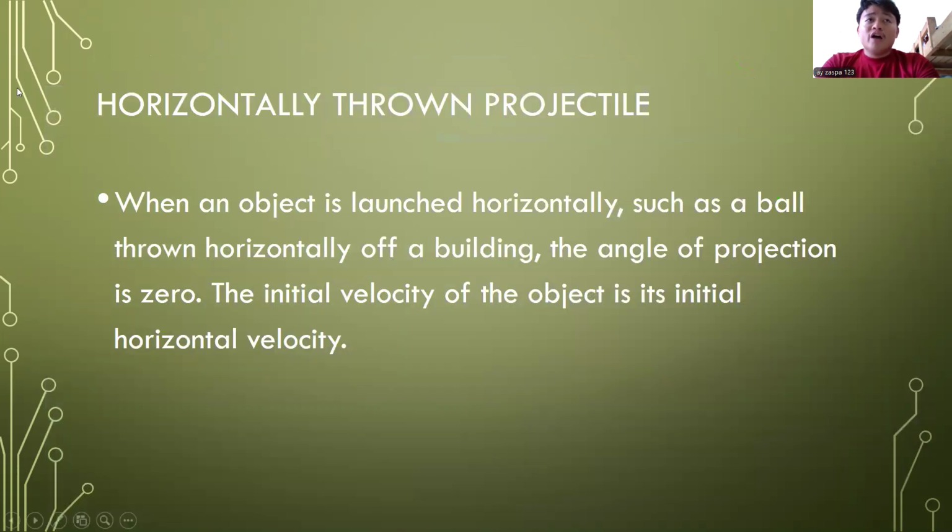Now let's move to the horizontally thrown projectile that I've mentioned earlier. When an object is launched horizontally, such as a ball thrown horizontally off a building, the angle of projection is zero. The initial velocity of the object is its initial horizontal velocity. Okay, this is now what happened.